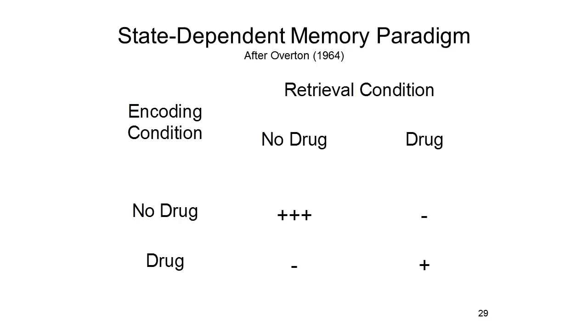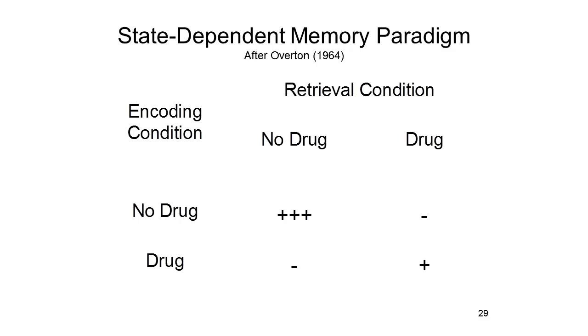But the animals who were drugged during learning and drugged during testing did what they were supposed to do. They generally turned left, as they had been trained to do. They didn't perform quite as well as the animals that were never drugged at all, because again, drugs like this impair both encoding and retrieval processes.